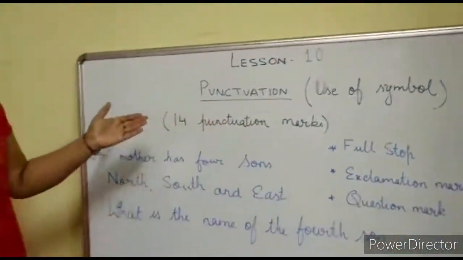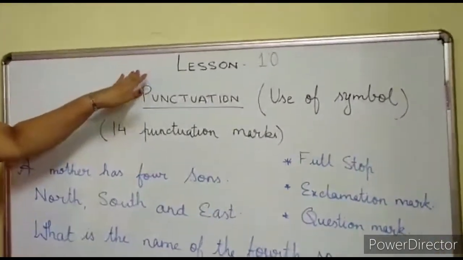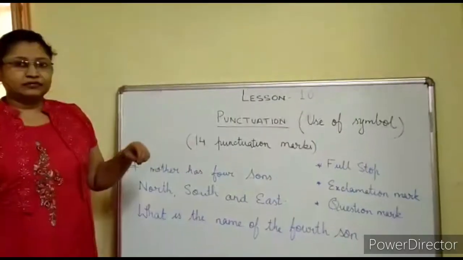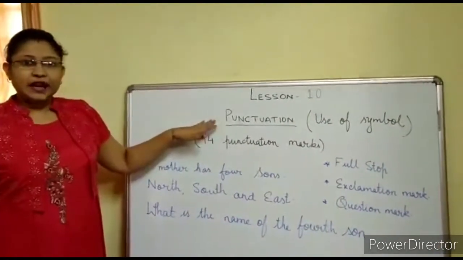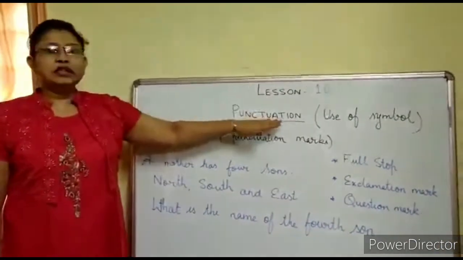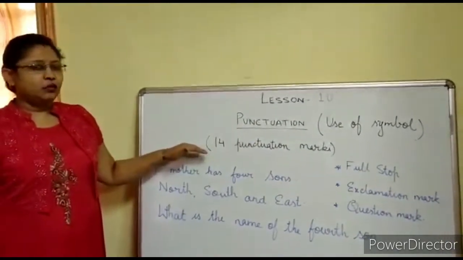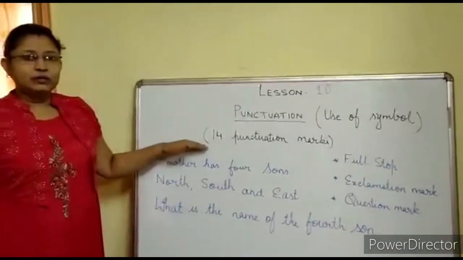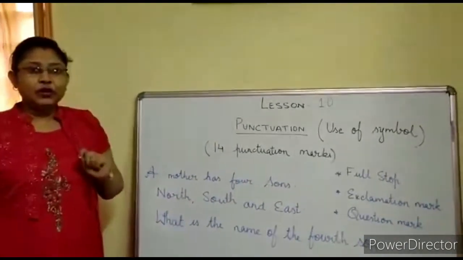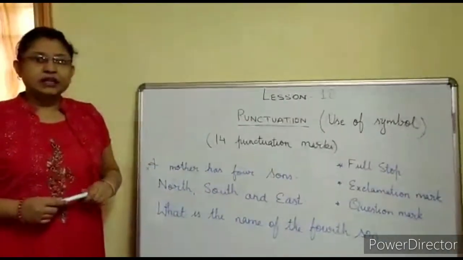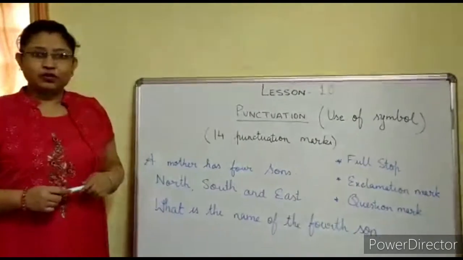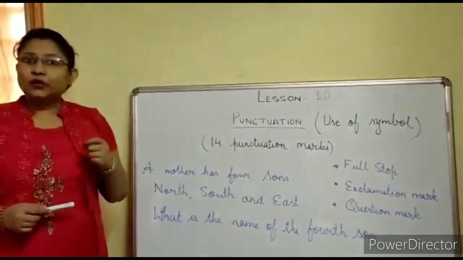But before we deal with punctuation, let us have a look at the blackboard, students. It's lesson 10, punctuation. Punctuation, as I told you, means use of symbols. Now how many punctuation marks are there? If we count, there are 14 punctuation marks. Before we study punctuation in detail, let us look at some sentences written on the board. You can take it down as a riddle.